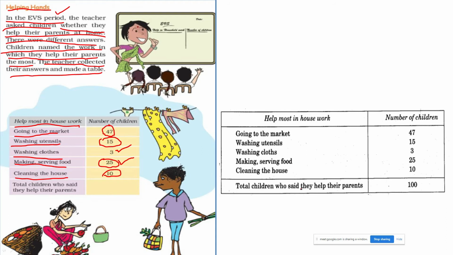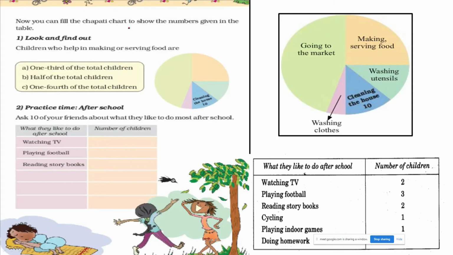So the total number of children who said they help their parents is nearly 100 children. She asked 100 children. They said different ways of helping their parents. These are the data collected by the EVS madam. During the EVS period, she made the tabular column and she recorded all the details said by the children. So afterwards she made a chart.